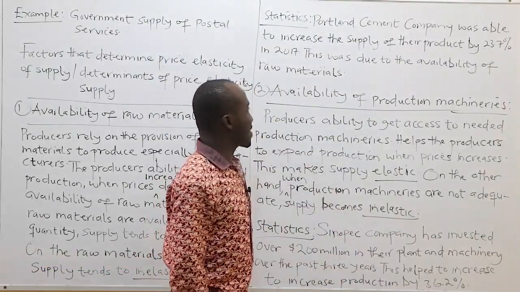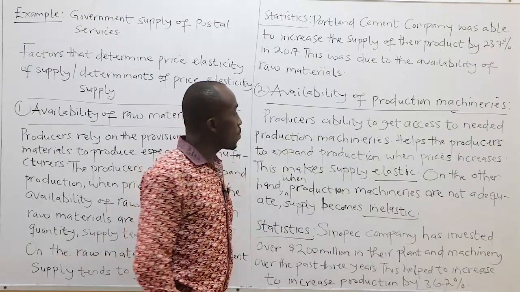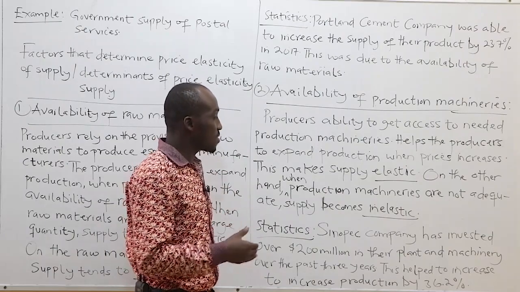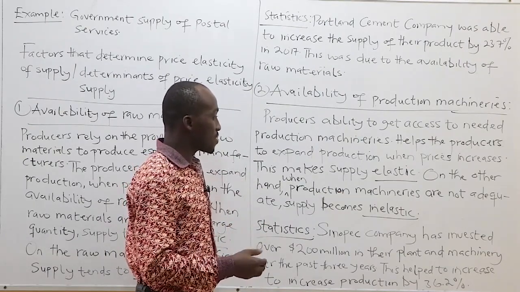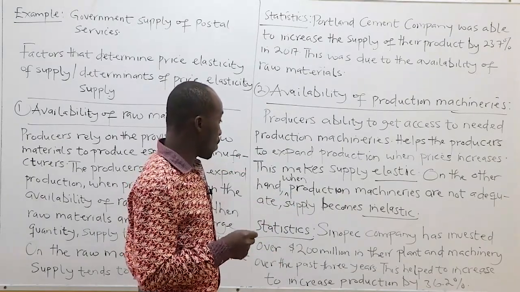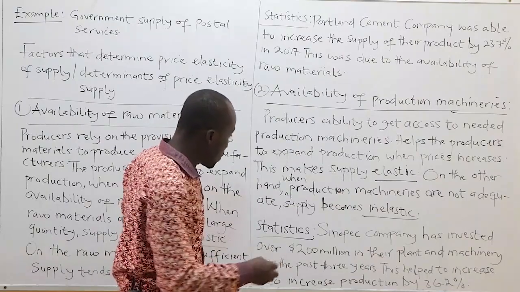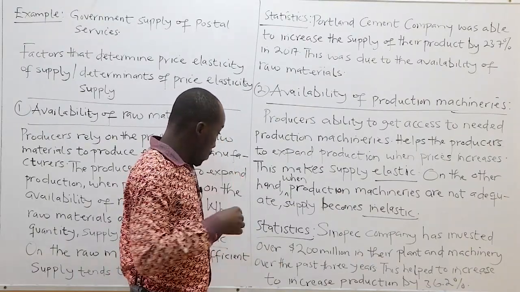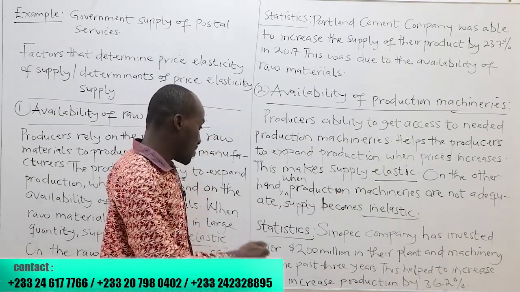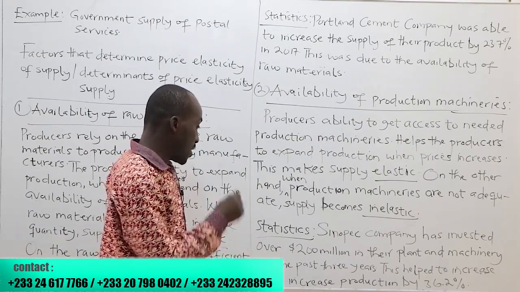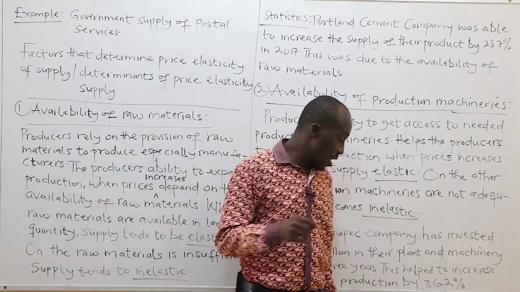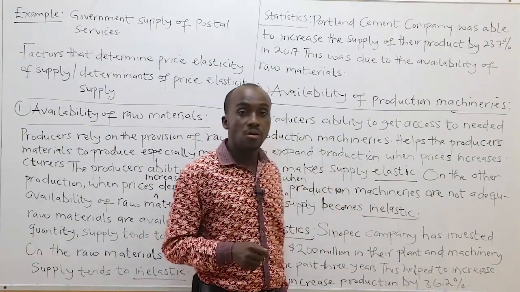Two, another factor that has influence on that is the availability of production machinery. The producer's ability to get access to needed production machinery helps the producer to expand production when price increases. This makes supply elastic. On the other hand, when production machinery is not adequate, supply becomes inelastic. We see that Sanofi company in China has invested about $200 million in plant and machinery over the past 3 years.